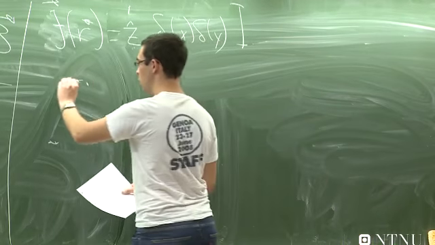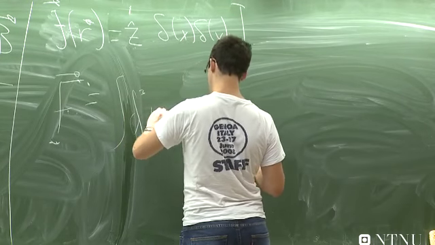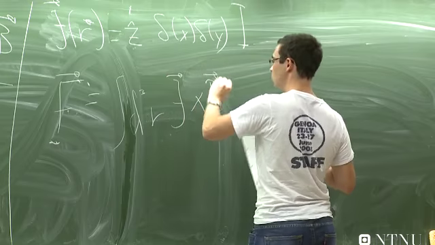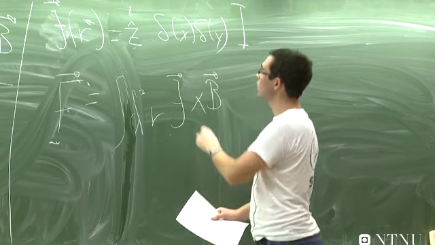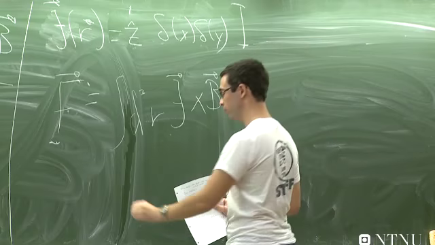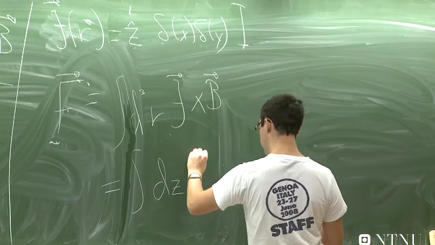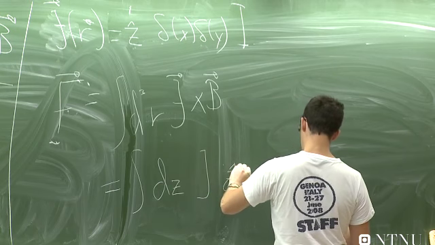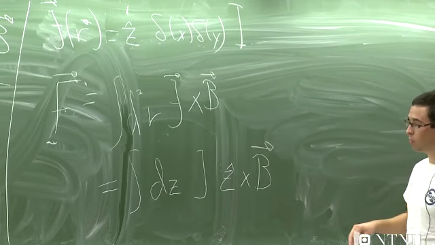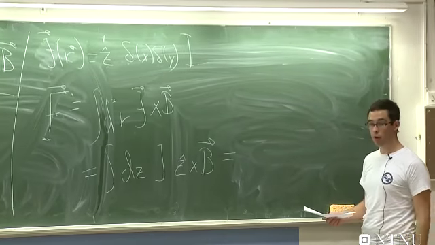Now, what's the force? Well, we got the formula right here. If I write this as dx, dy, dz, then two of these integrals just give essentially one, because of the delta functions. I'm left with the integral over z. I just cross the z direction with the B field, because that's where the current is flowing. And there you have the answer, really. You just integrate over as long as the wire is.